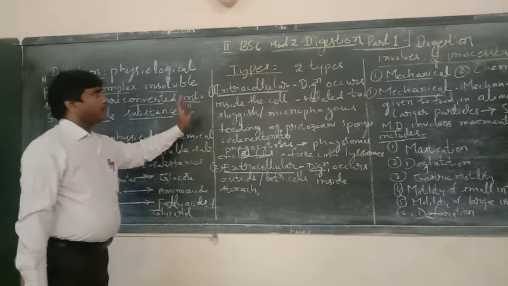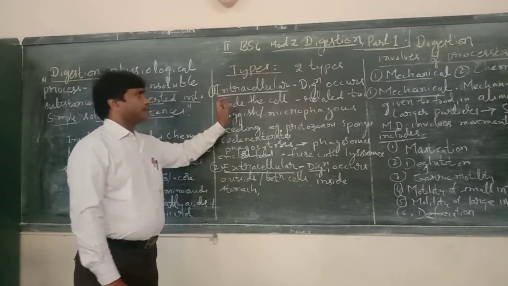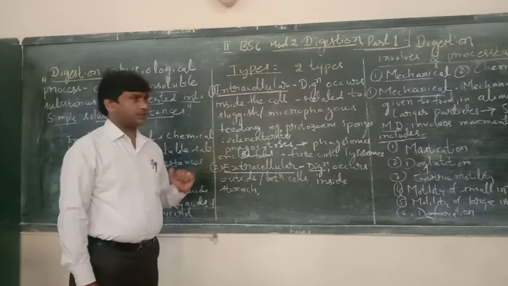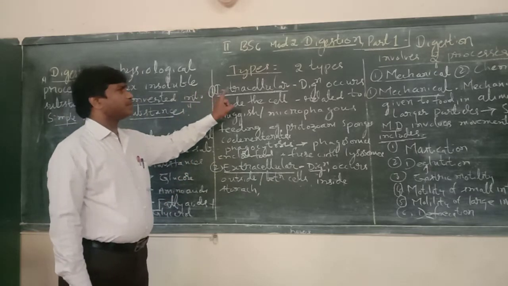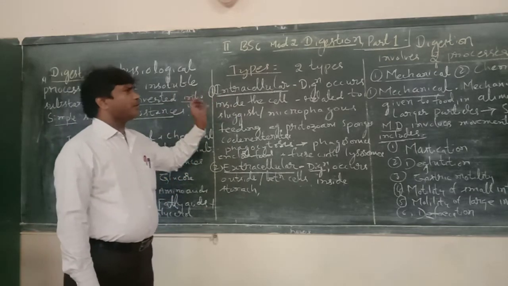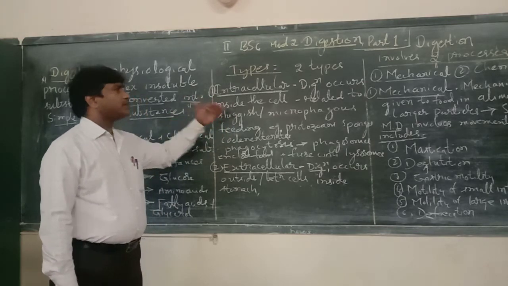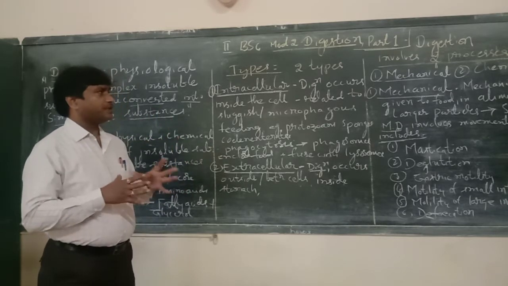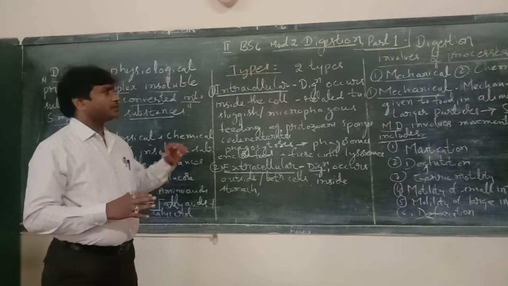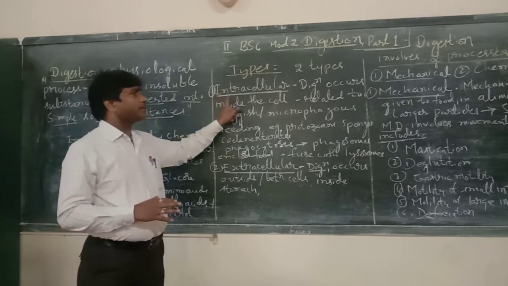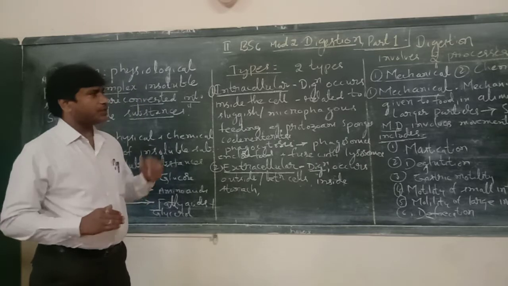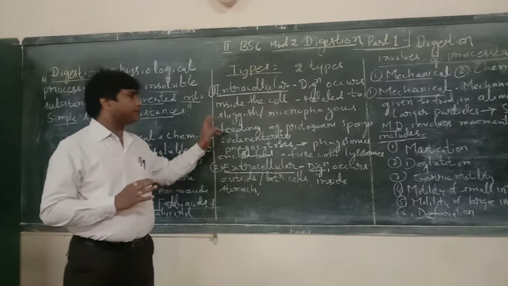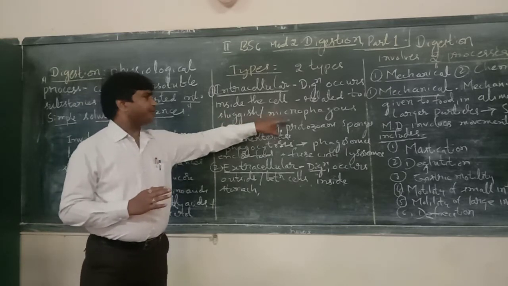Generally, digestion is of two types: intracellular digestion and extracellular digestion. What is meant by intracellular digestion? Intracellular digestion occurs inside the cell, within the cell. That type of digestion is called intracellular digestion, and it is related to sluggish or macrophagous feeding.